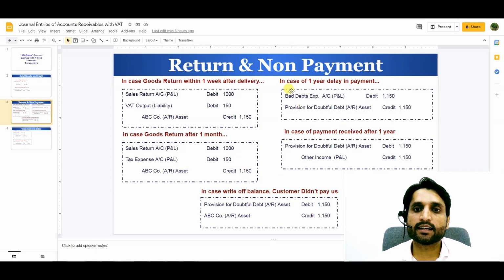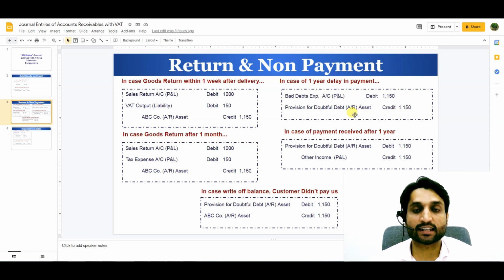Now in case of a 1 year delay in payment, where the client delayed our payment for 1 year, we need to add this client's balance as a bad debts provision. So bad debts expense account will be debited with 1150, and we need to create a provision for doubtful debt account, a receivable account under the current assets, and 1150 will be credited.